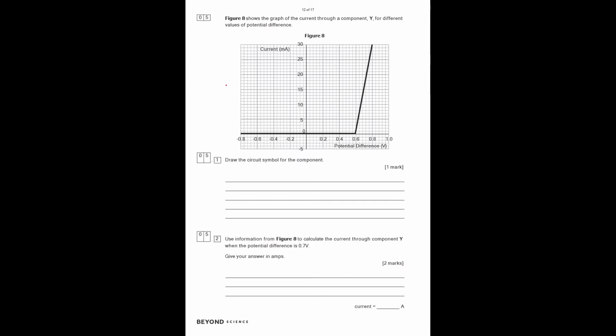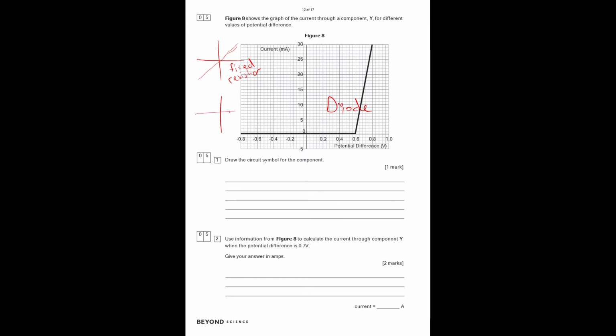And there are 3 graphs you must recognize. This one is a diode. What do the other graphs look like? One looks like this, a nice line straight through the origin, perfectly straight. That's a fixed resistor, an ohmic conductor. Maybe you've come across that term.